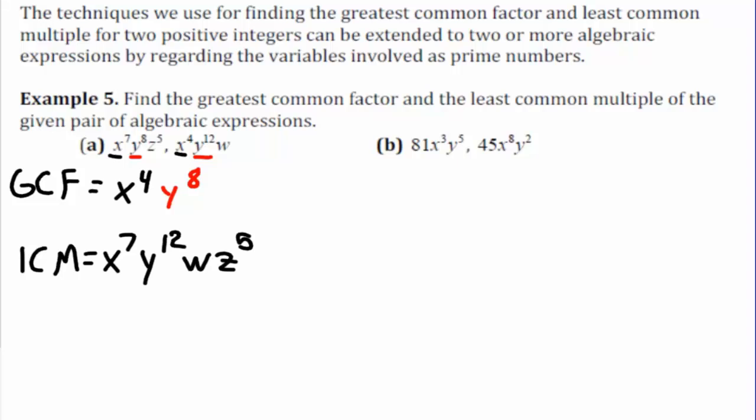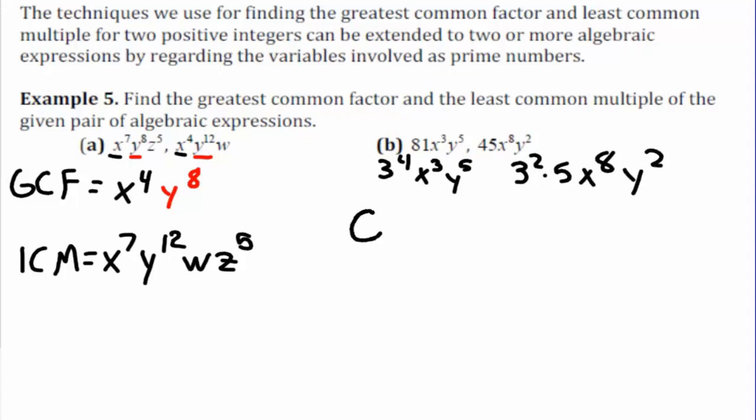So b's a little different because it actually has coefficient in front. So we've got numbers we've got to factor along with this. So with that first term, 81, hopefully you're thinking 9 times 9. And well, 9 is 3 times 3. So 81 would actually factor what? 3 times 3 times 3 times 3, right? 3 to the 4th. And then 45 is what? 5 times 9, and 9 is 3 times 3, so it would be 3 squared times 5, x to the 8th, y to the 2nd.